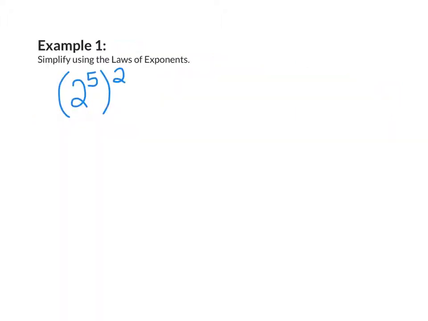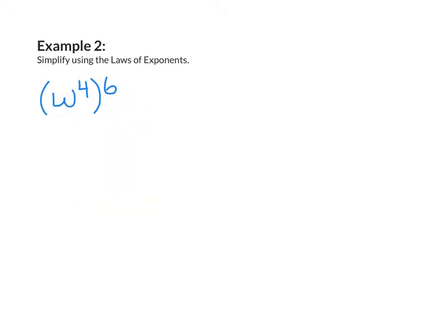Example 1. Simplify using the laws of exponents. 2 to the power of 5 raised to the power of 2. It really looks like this: 2 to the power of 5 times 2 to the power of 5. They have the same base, so my base is 2, and all I need to do is add the exponents. 5 plus 5 gives me 10. Or I could have just solved it by multiplying the exponents. 5 times 2 gives me 10, and my answer is still 2 to the power of 10.